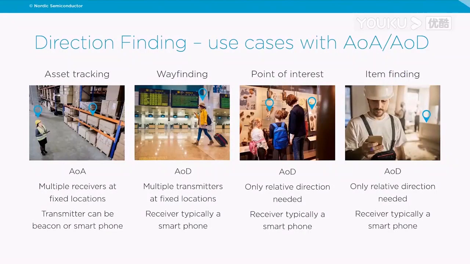Then you have point of interest. Here you use AOD, and the transmitters are typically on the things that you want to navigate to, and the receiver is typically a smartphone here, where you get information about the thing that you're approaching. Then you have item finding, where you only need a relative direction compared to the thing you're trying to find. And the receiver is typically a smartphone, and a tag is typically a beacon on the thing you're trying to find.